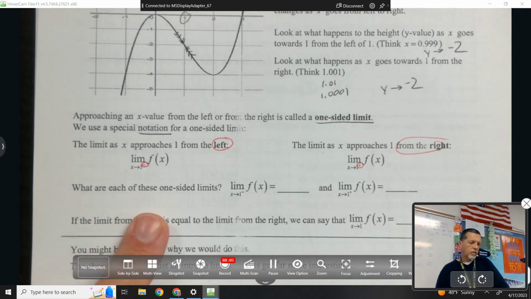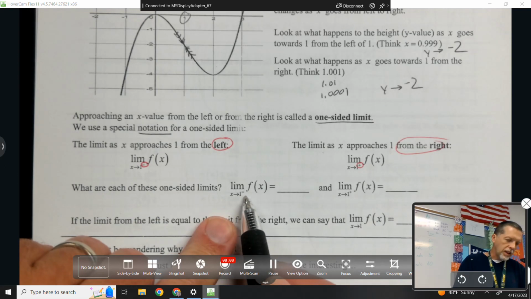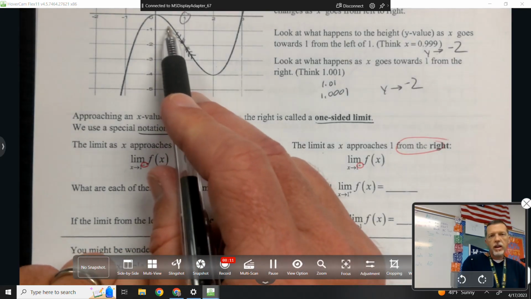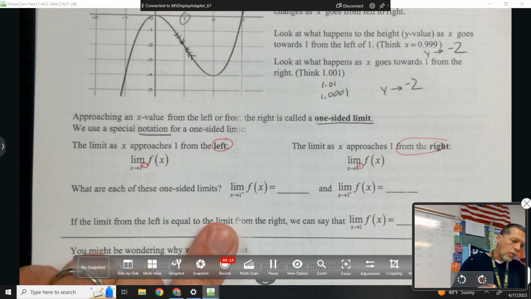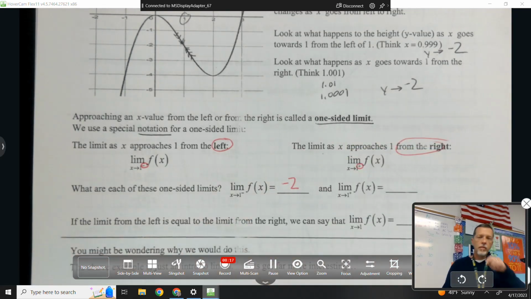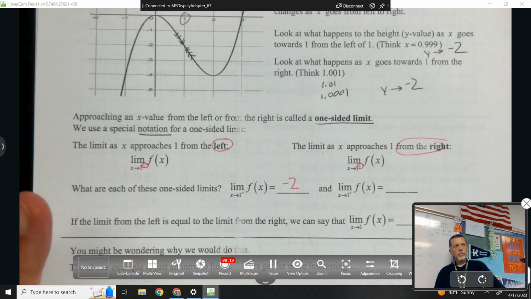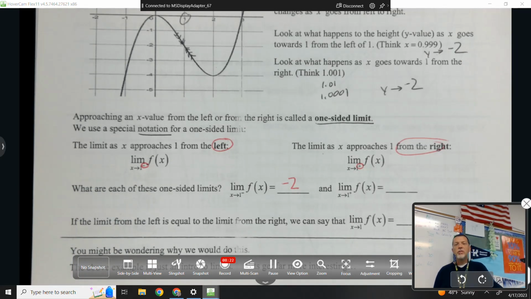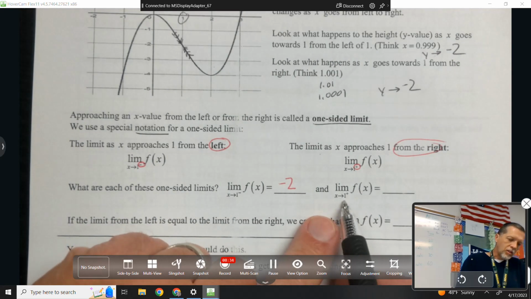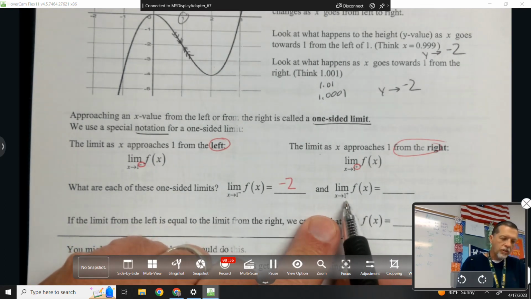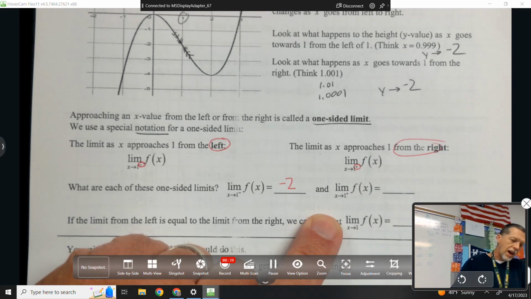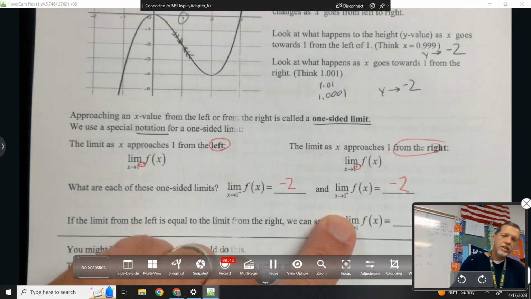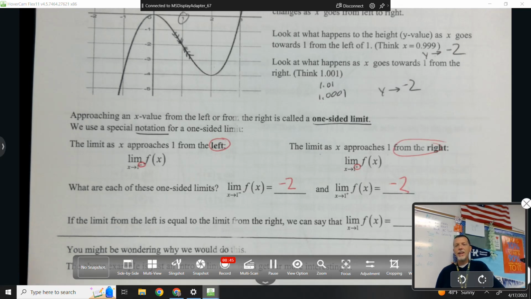Okay, so what are each of these limits? As x approaches 1 from the left, that was the first one we did over here. As x gets closer and closer to 1, our y value is headed to -2. And because it's headed to -2, we will say the limit equals -2. We don't know if the function gets there or not, but the limit equals -2. We're headed towards -2. Limit as x approaches 1 from the right. So as we head towards x equals 1 from the right-hand side, our function is headed towards -2. Its intended height is -2.